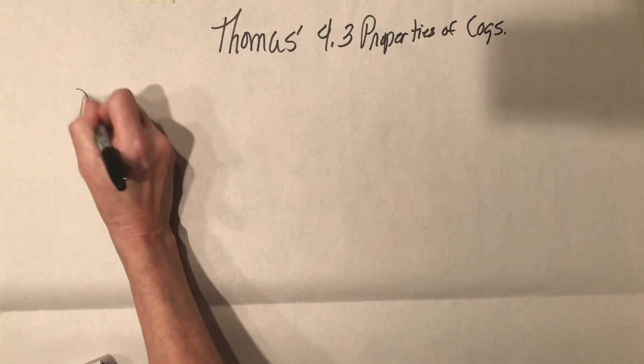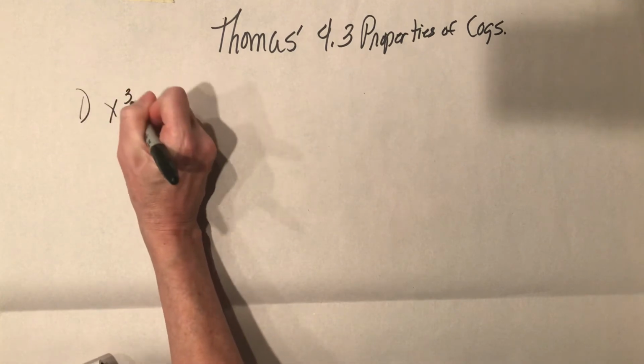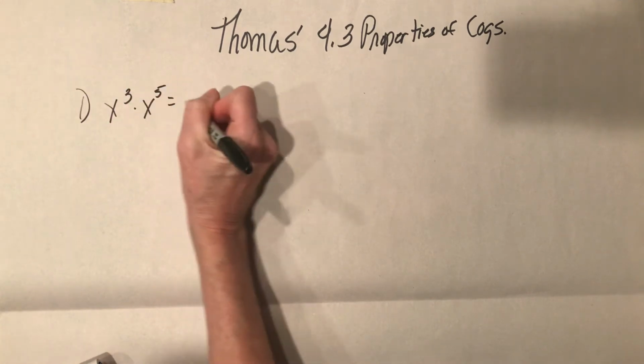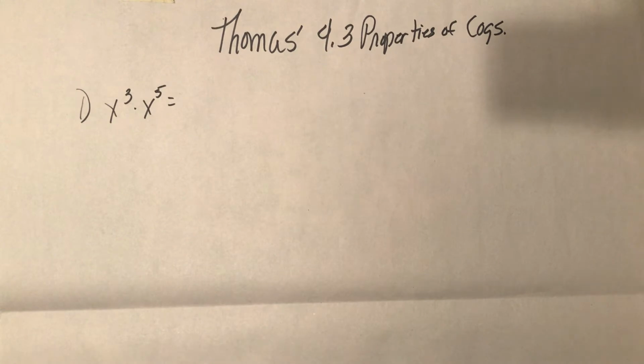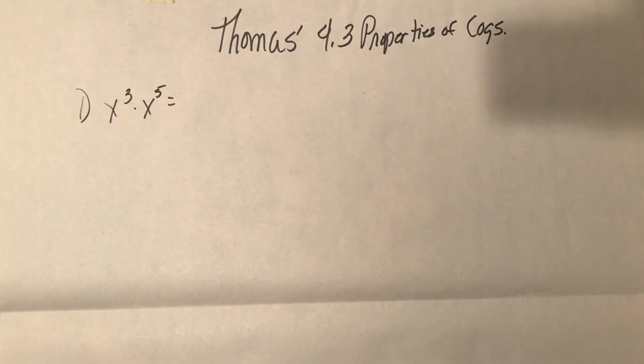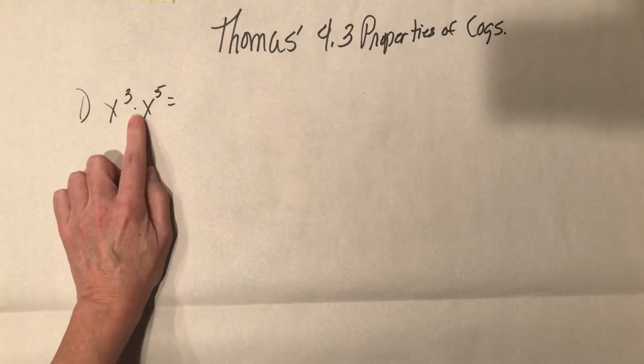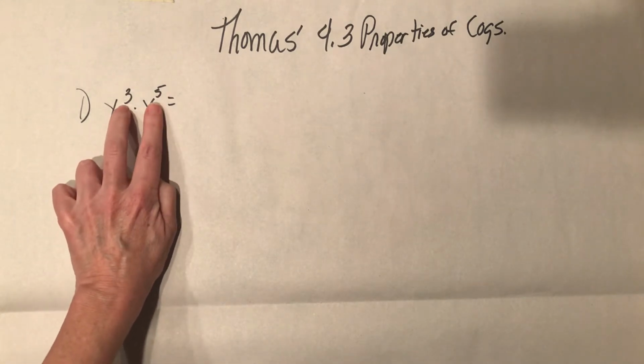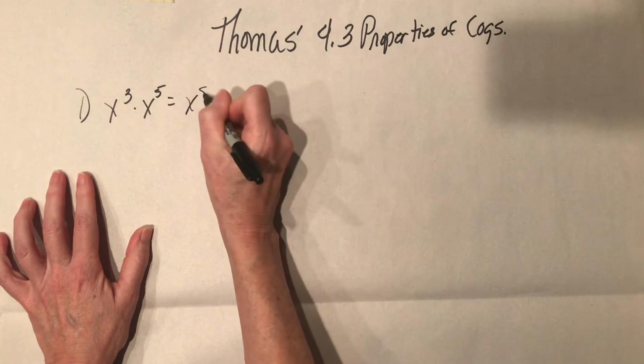So let me remind you of something that you already know. On number 1, if we have x to the 3rd times x to the 5th, when both bases are matching, you're going to add those exponents. So when this is a multiplication exercise, we're adding exponents. So of course we get x to the 8th. Logs are like that. Remember, exponents and logs are opposites of each other. They're inverses of each other.